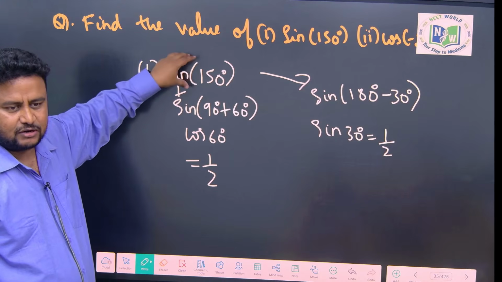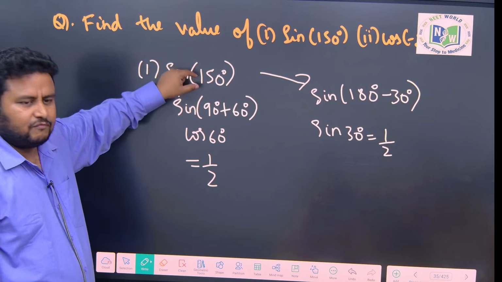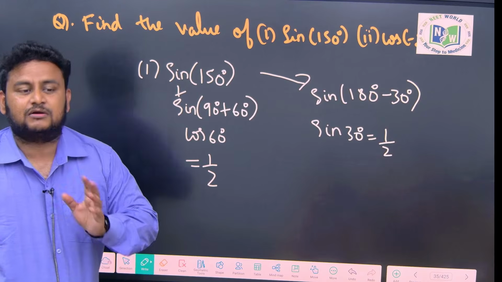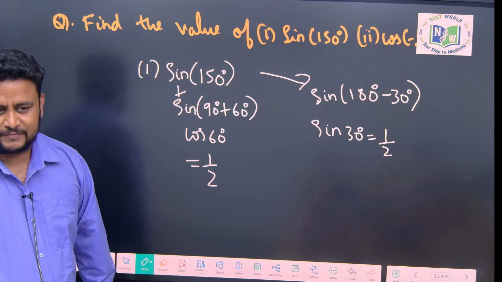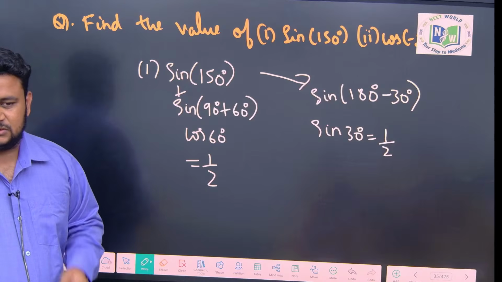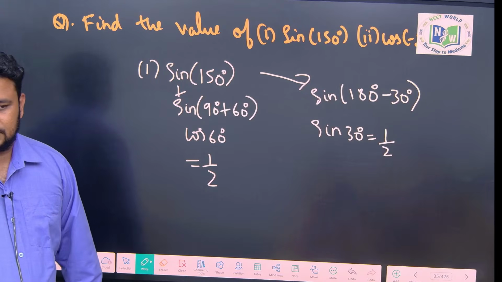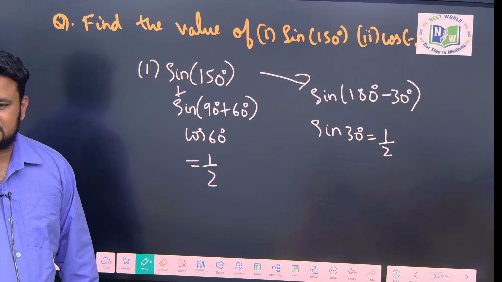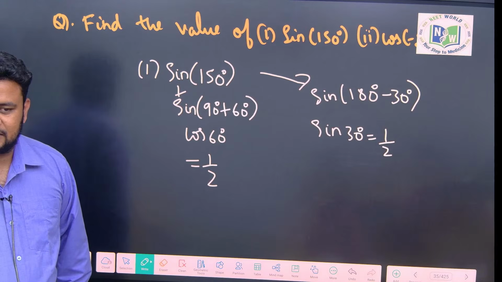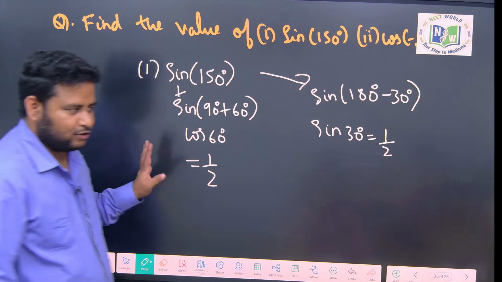The sign depends on the original angle. 150 degrees is in the second quadrant. Suppose it was given as 175 degree, which quadrant is that? Second quadrant, and there also it will be positive. Suppose it goes to 225. That is the third quadrant, where sin is negative. Which are positive in the third quadrant? Tan and cot. You must have this clarity.